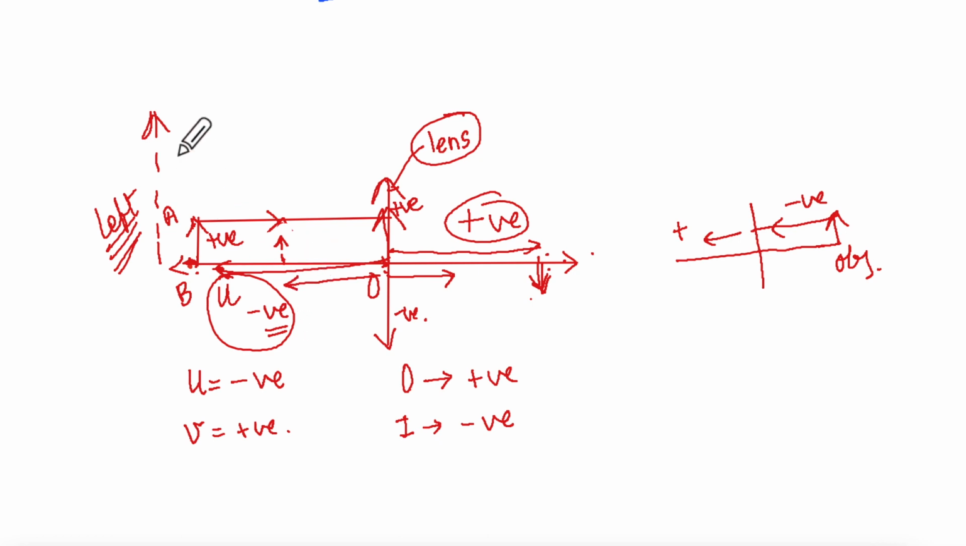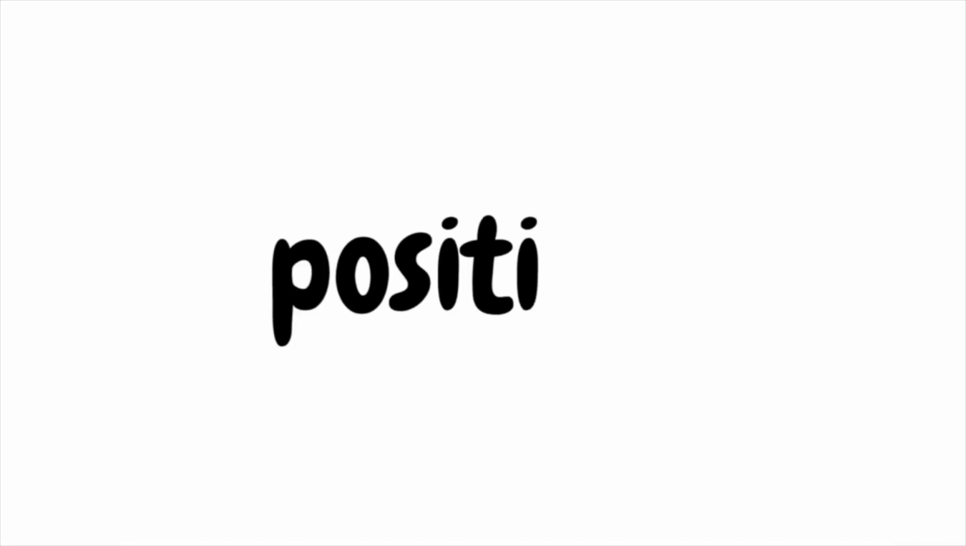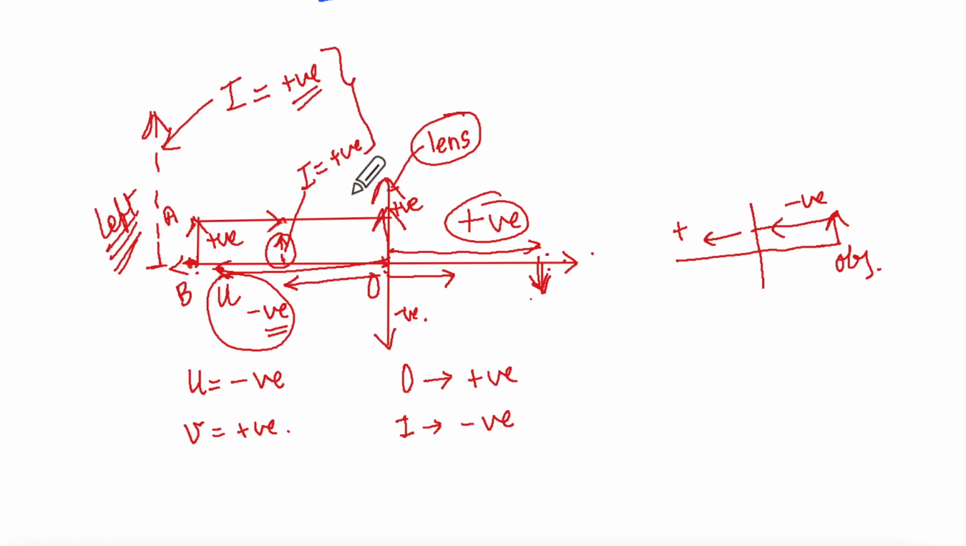Okay. So if it is upright image, then the image is going to be positive because it is upright and it is above the principal axis. This one also image is upright, which is above the principal axis. So that will be positive. So you will see that the height of the image is going to be positive in case it is a virtual image.